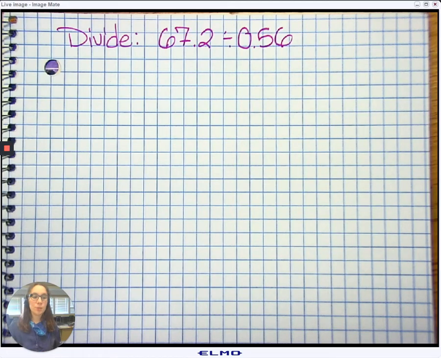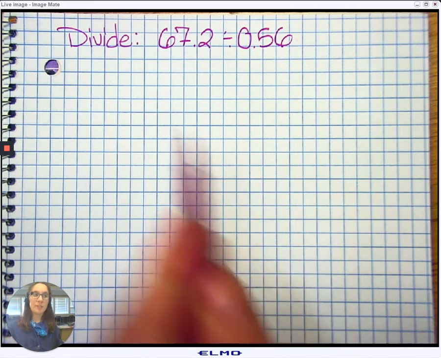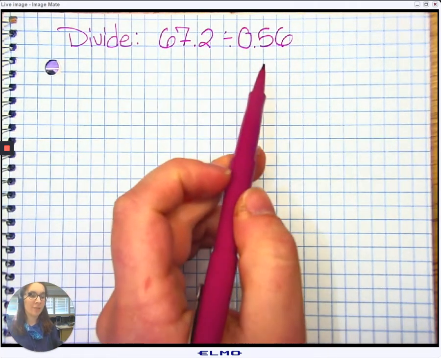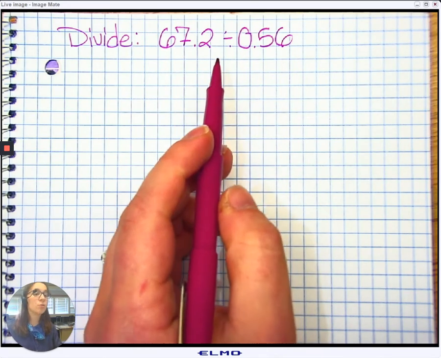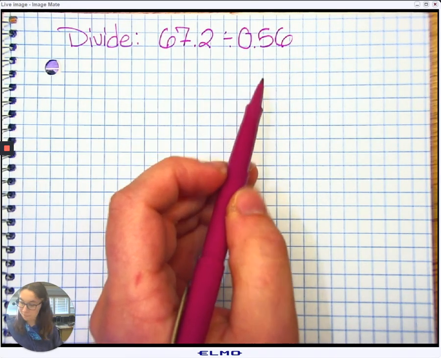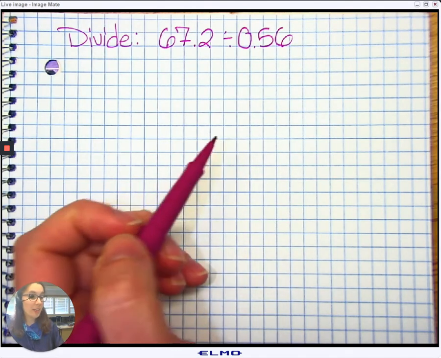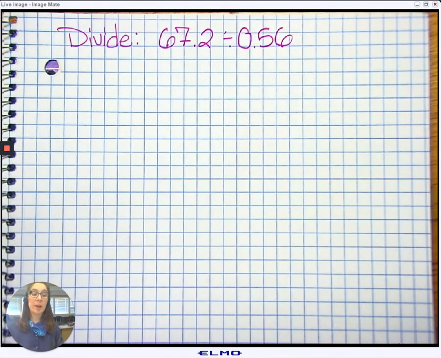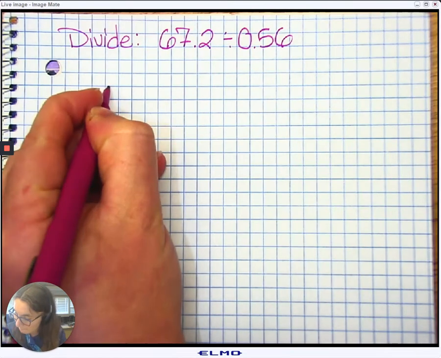All right, this is example 2 of lesson 2.6. Dividing decimals by decimals, no tricks, no fertilizer, just divide. We're dividing 67.2 by 0.56, or 67 and 2 tenths divided by 56 hundredths. Okay, again, normal division, we're just going to set it up as we would normally.